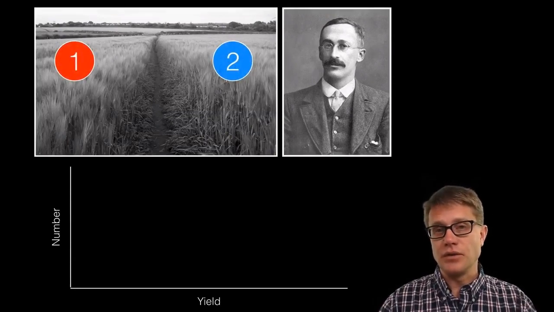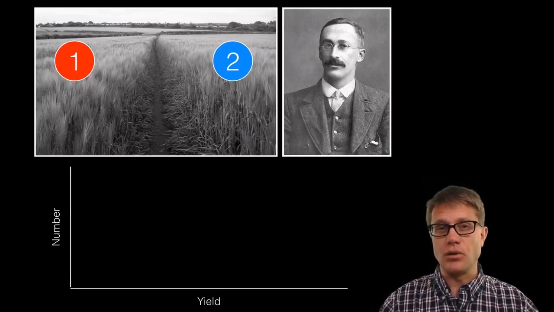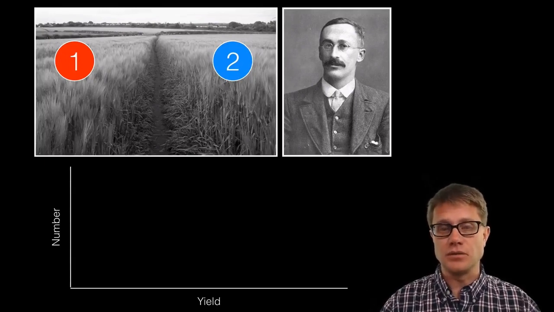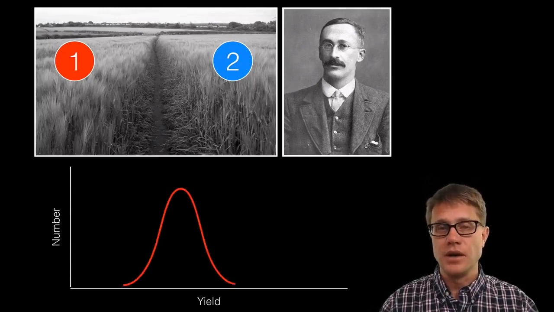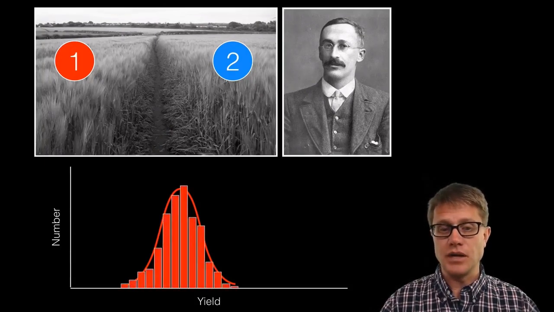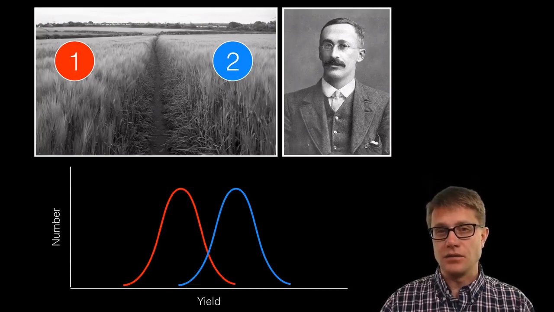So imagine I have two fields of barley, field 1 and field 2, and I want to compare them, but I don't want to cut down the whole field. I just want to do some samples. Samples from 1, samples from 2. So I could get a sample from field 1. Now it won't be a perfect normal distribution like this. It's going to be more of a histogram that looks like that. And then I'm going to get a sample from field 2. Now, which one of these has a higher yield?